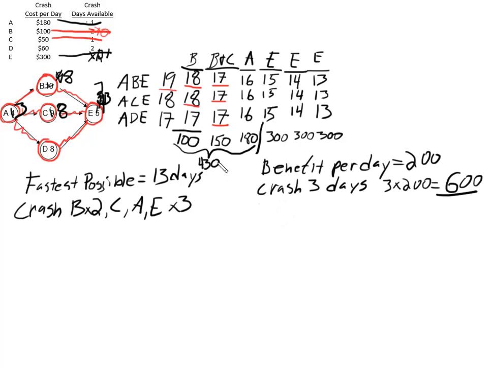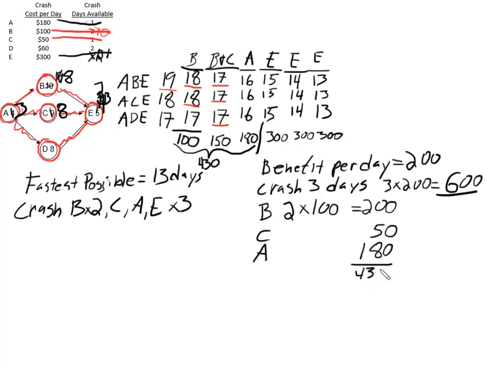If you already did this and added that up and knew that it was $430, cool. That's all we're trying to figure out. If you hadn't already done that, how many times we crashed B, twice, at a cost of, let me write it the other way here. So for B, it'll be 2 times $100. So that would be a cost of $200. For crashing C, it's just $50 because we only did it once. And then crashing A, it would be $180 because that's the cost of crashing A. And if you add those all up, you get $430.